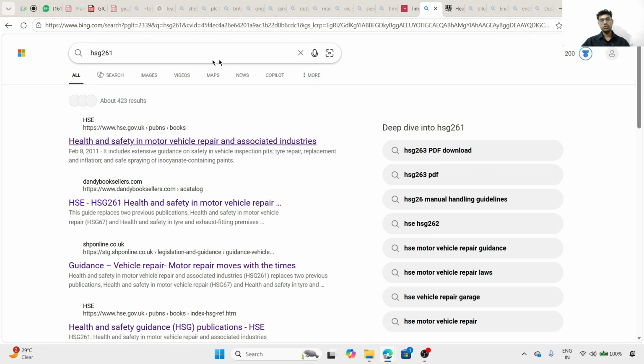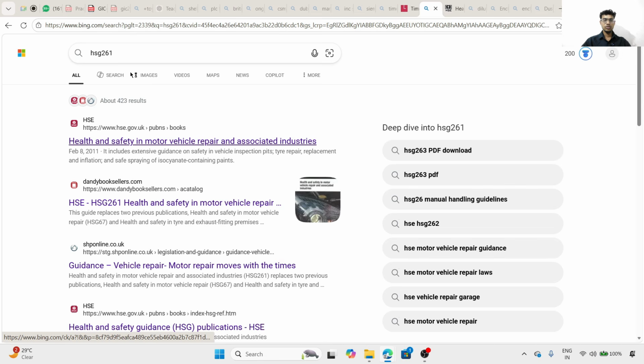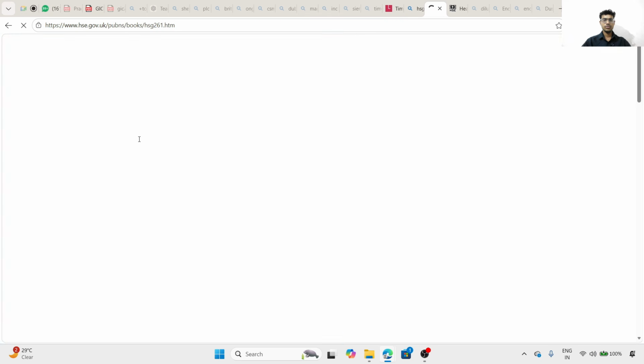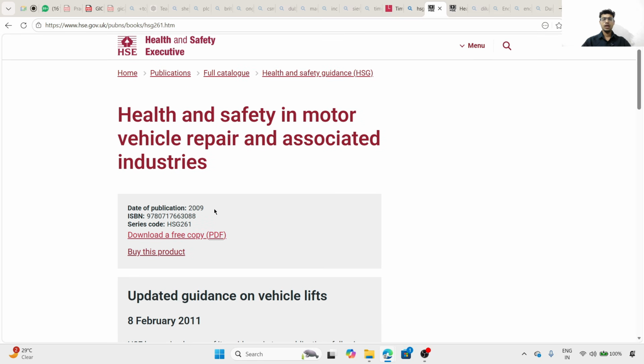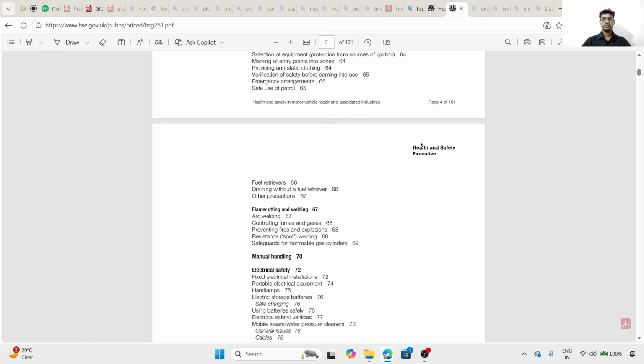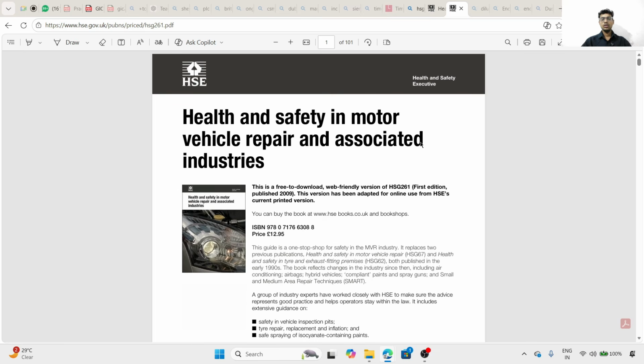You should go and check hse.gov.uk. When you go there and put HSG 261, you can go to this website, or you can check this also: health and safety in motor vehicle repair and associated industries. So this page will come. Here you will get the complete information. When you click this PDF, this file will open.